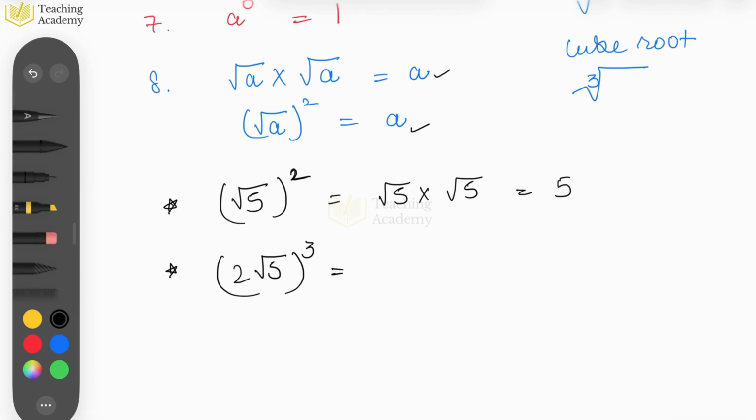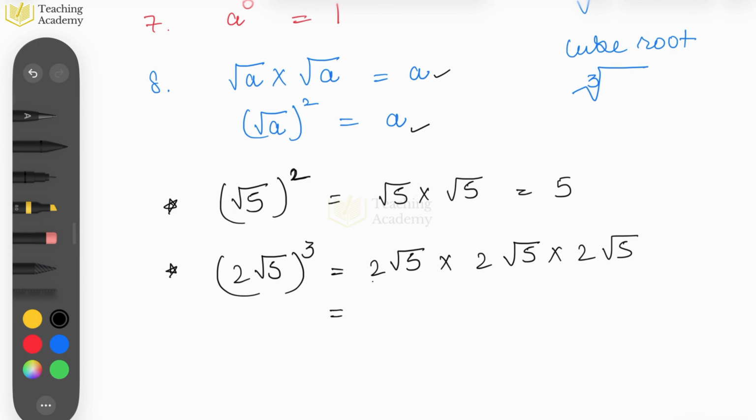Now that's going to be a little complicated one, right? So for that, it is a better option if you're not very handy with it. So please write it, open this like this: 2 root 5, 2 root 5 times 2 root 5. We are repeating this number 3 times because we are seeing a power of 3 here, right?